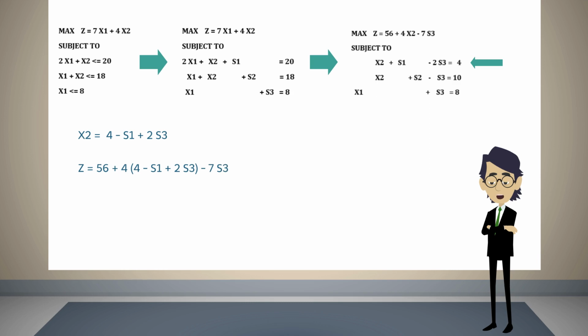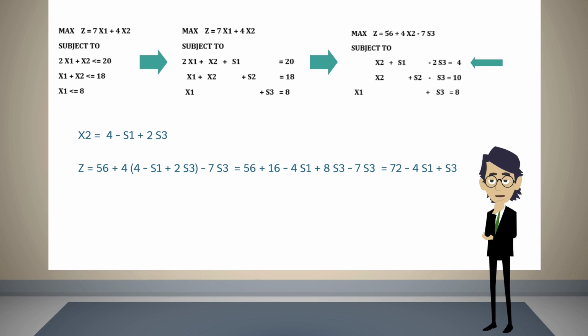Now, we develop the expression and simplify. By doing this, we arrive to z equal to 72 minus 4s1 plus s3. We won't substitute the value of x2 in the first constraint, since this is the constraint we use to solve for x2.